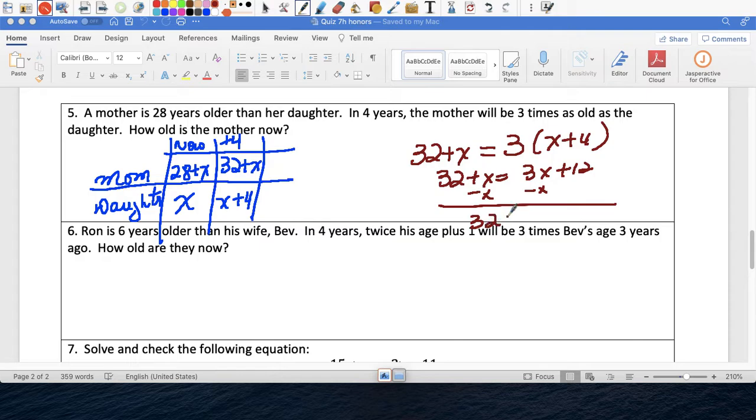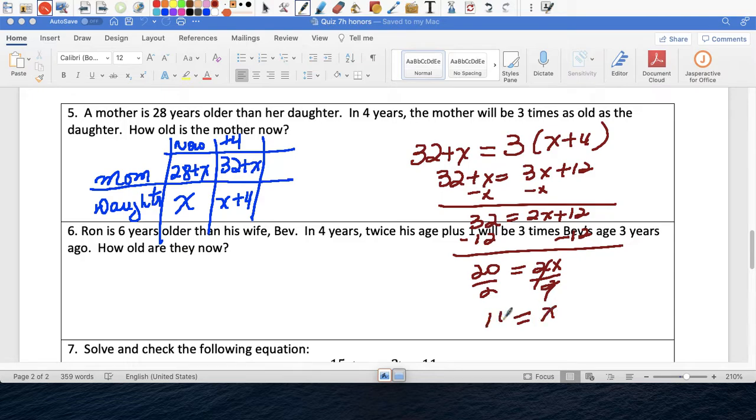I get 32 equals 2x plus 12. I subtract 12 from both sides, and I get 2x equals, what is that, 20. Divide by 2, divide by 2, and x equals 10. So the daughter's age is 10, and then mom will be 28 plus 10, which makes her 38 years of age.